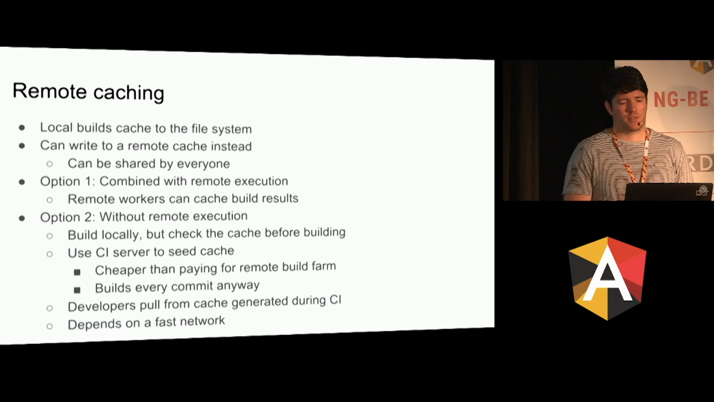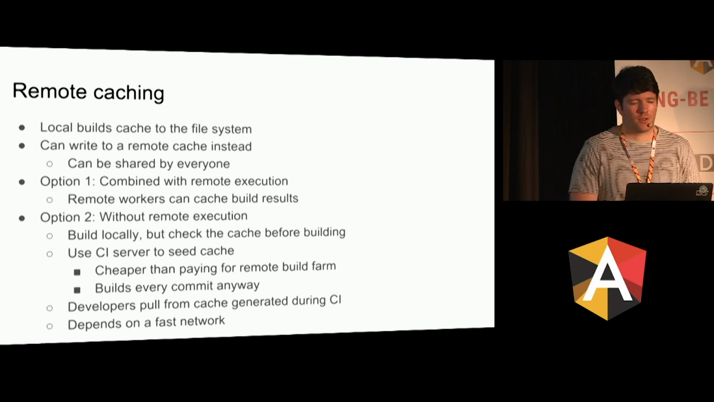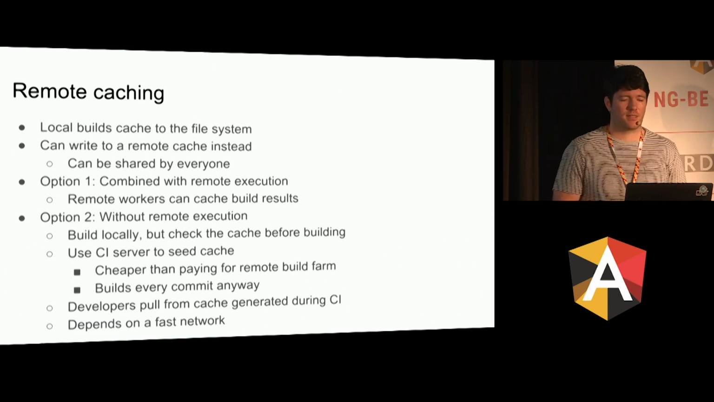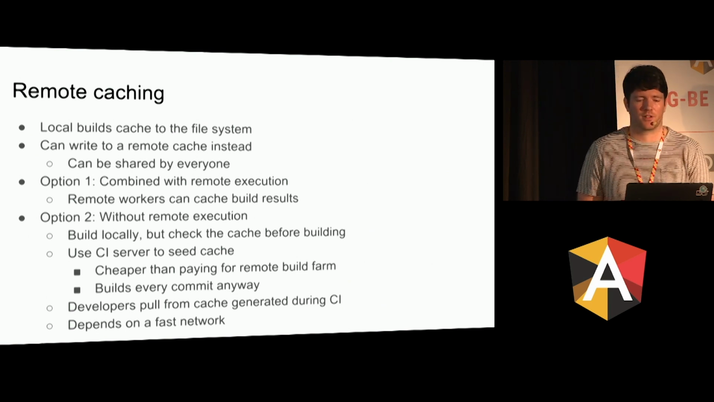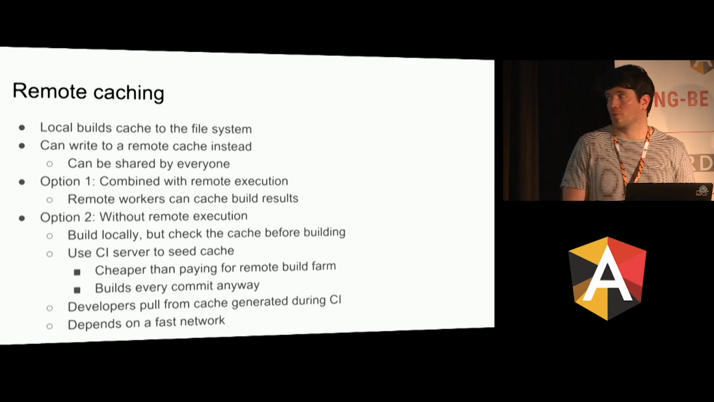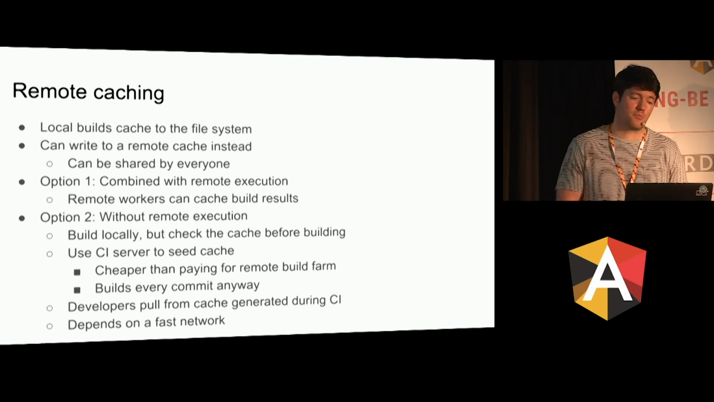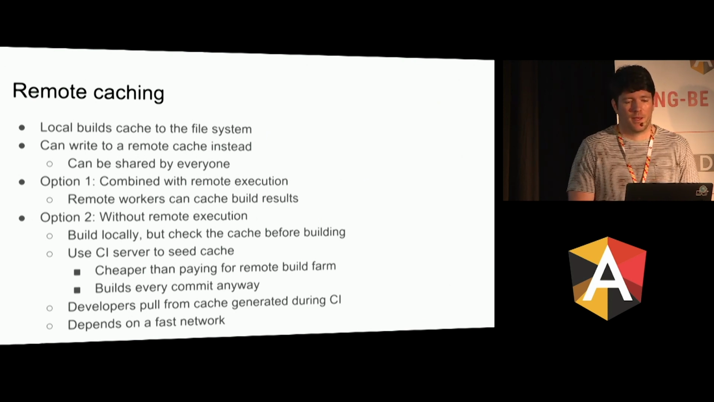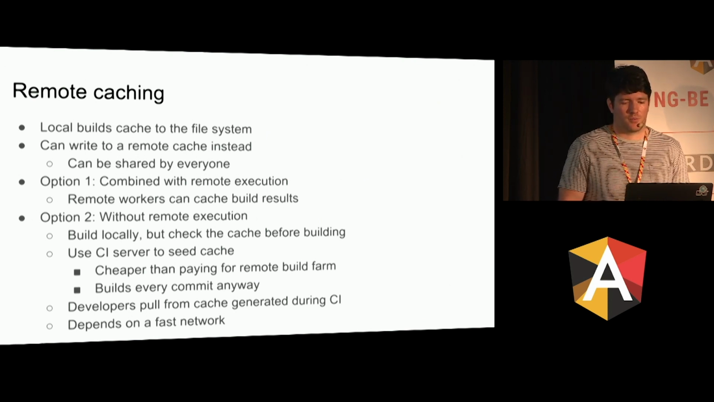And a typical scenario for this is you can use your CI server to seed the cache, because it typically builds every commit anyway, so it should have a fairly up-to-date cache. And it's cheaper than paying for a remote build farm, and you can have tremendous benefit from remote caching. It can really speed up your build. So if a developer comes in and tries to build the source code for the first time, if the developer can pull from the cache, then the build can be much faster.